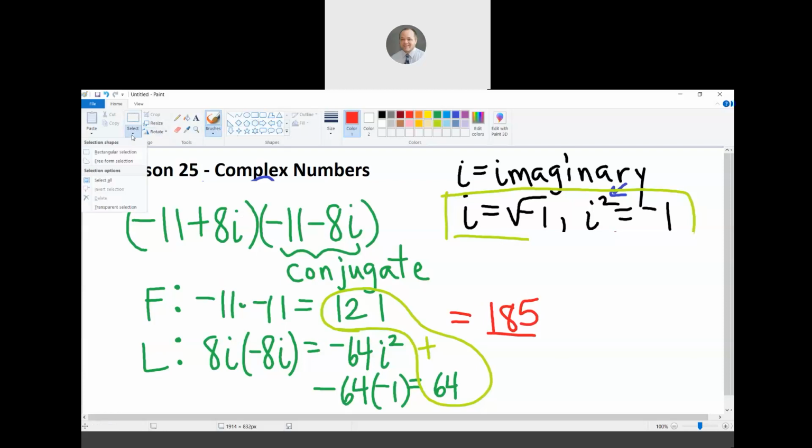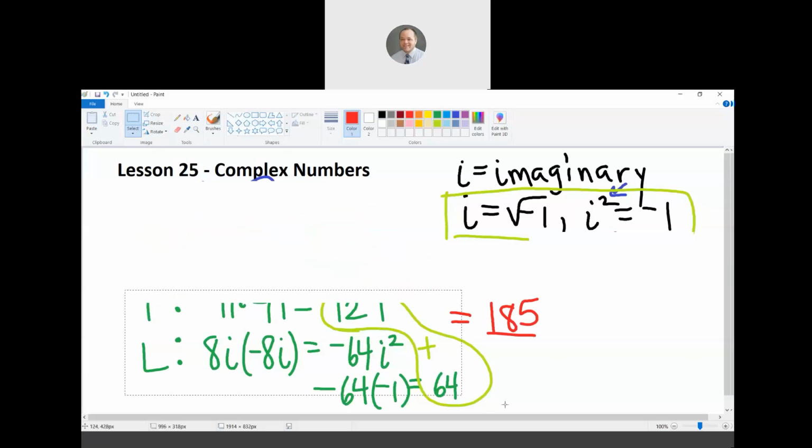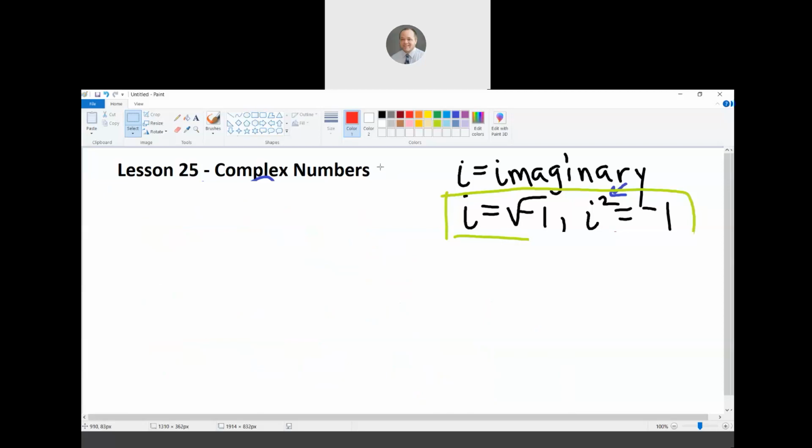Let's look at division. Just like we did with radical division, we'll look at a couple of problems where the denominator is just a monomial. For example, 13 plus 5i all over i.